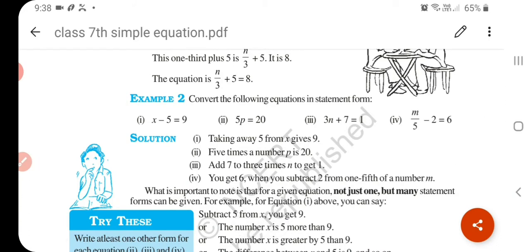Now how do we go from an equation to a statement? If the equation is given, how do we make a statement? x minus 5 is equal to 9 means taking away 5 from x gives 9. Or you can write: subtract 5 from a number to get 9. This type you have to write. 5p is equal to 20 means 5 times p is 20. Understand?